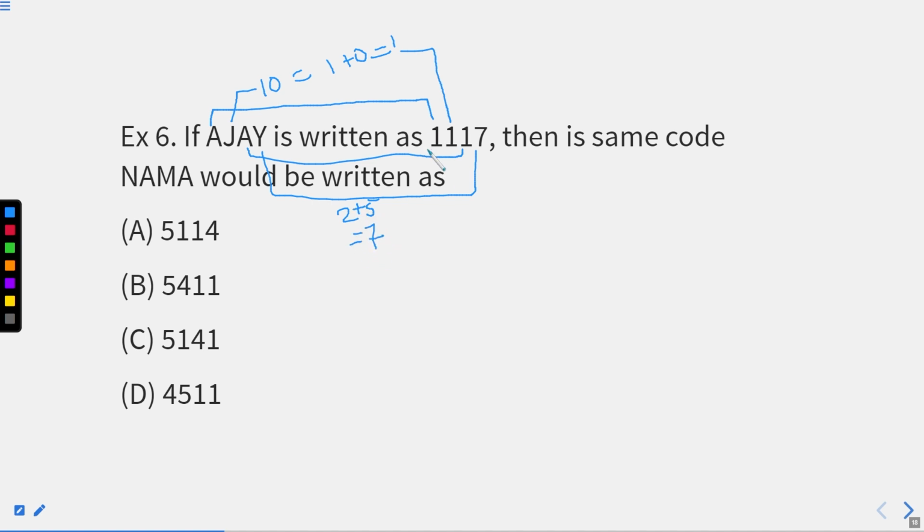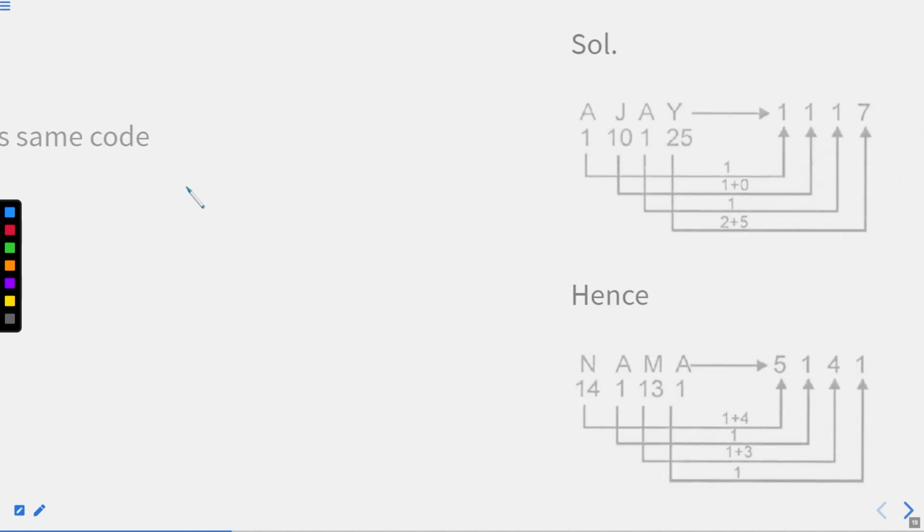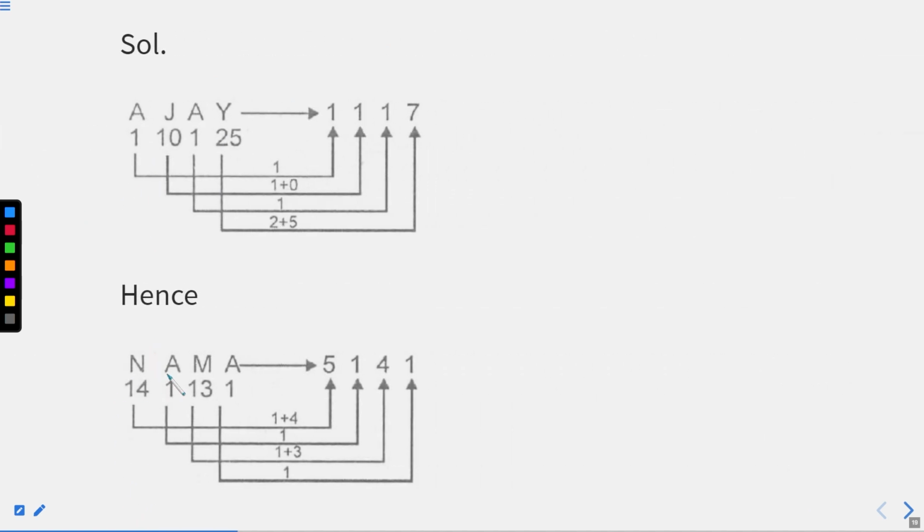So you are getting your response as 117. For NAMA, what we will do? We'll do the same thing. For N, we know the place value is 14. So 1 plus 4 is 5. So we are getting 5. For A, it is 1. For M, it is 13. So 1 plus 3 is 4. So we are getting 4. For A, again 1. So our answer is 5141. Hope the concept is clear.